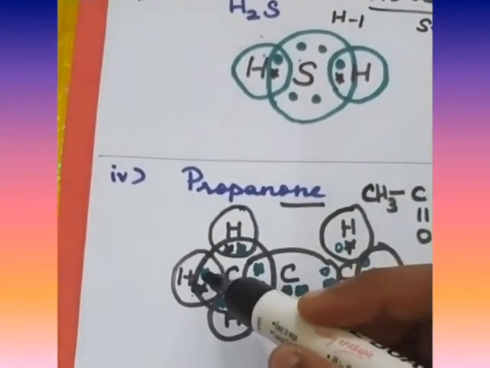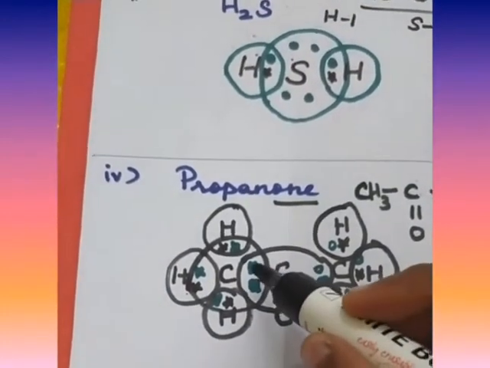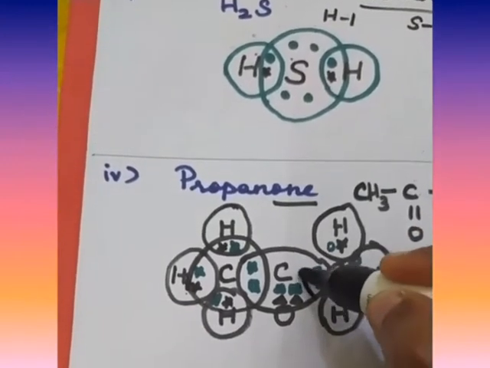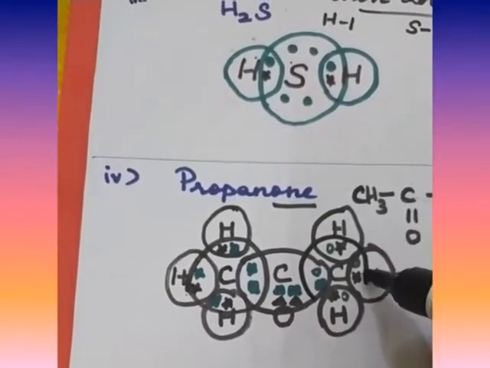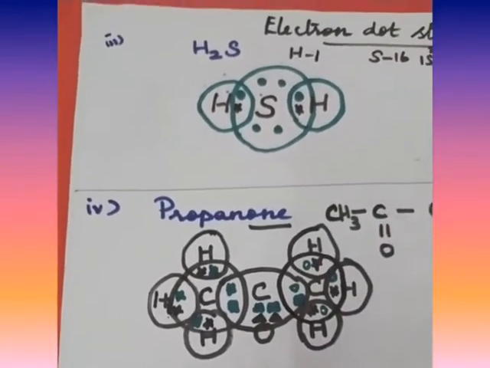What about the carbon? 2, 2, 4, 6, 8 electrons. Okay. Here also look at this carbon: 2, 4, 6, 8 electrons. Okay. What about this carbon? I will have to draw. So this is your structure of propanone. Okay.